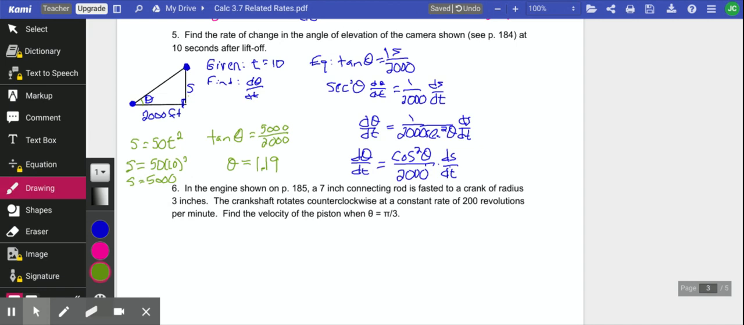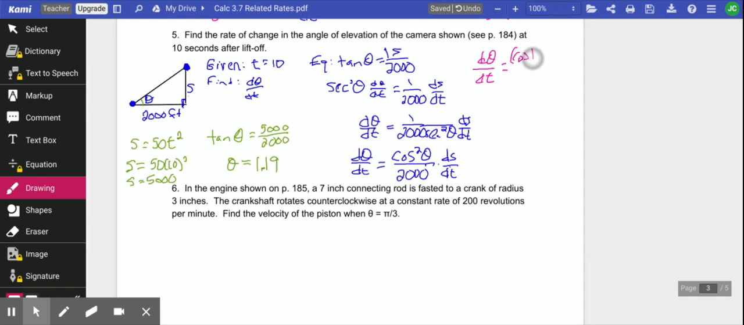Okay, so we can start plugging in. Remember, we're trying to find d theta dt. We now know theta is 1.19, so we take cosine of that, square it, and divide by 2,000. Now, we still need ds dt. We're going to come back to the little equation they gave us in the small print, and take the derivative of that, because remember, we're trying to find ds dt, so let's take the derivative with respect to time.